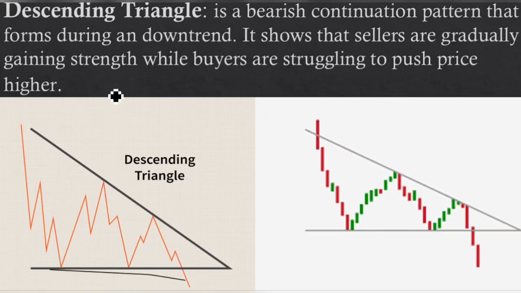So this is how the pattern forms, right? Please note how the pattern forms. And on the chart, this is how it looks. This is the opposite of an ascending triangle. So this is how it forms.